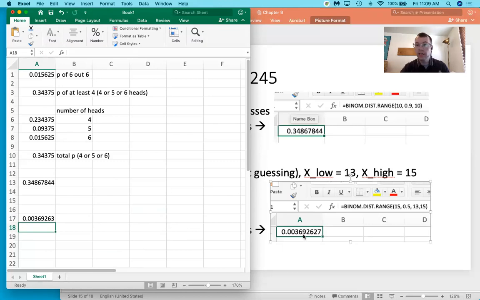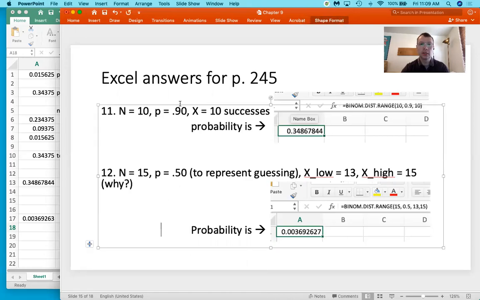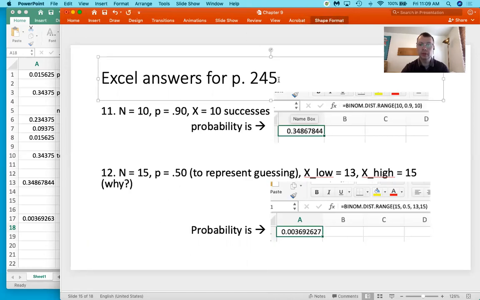0.00369 and change. So about 3 times out of 1,000 test takers, if they're really guessing, would get 13 correct on a multiple choice exam, 13 or more, 13, 14, or 15. All right. So these problems are actually in your book, so you can try them again, and just make sure you know how to use this function, okay?